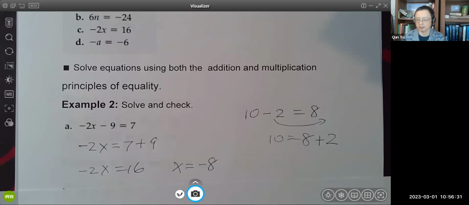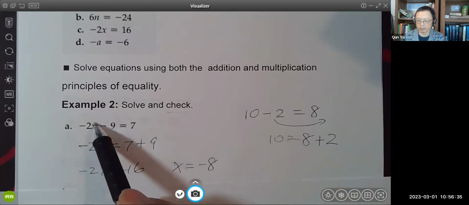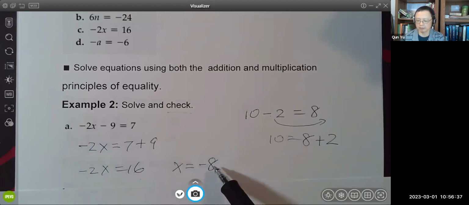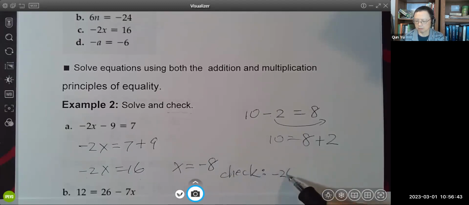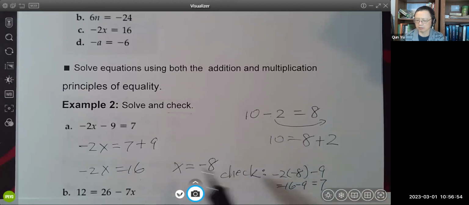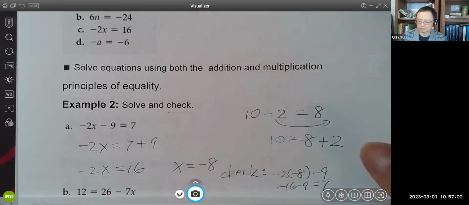So we solve it. If we want to check, just replace this original x with -8. So let's check it for once. -2 times -8 minus 9. This negative times negative is positive. So that's positive 16 minus 9. The result is 7. Do we have 7 on the other side? Sure. We have 7. So this is the correct answer.